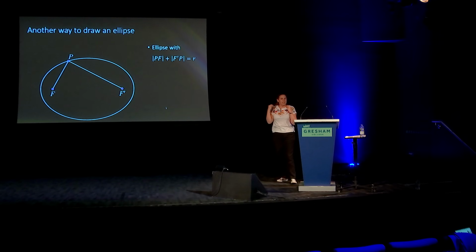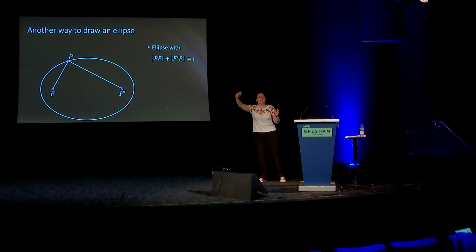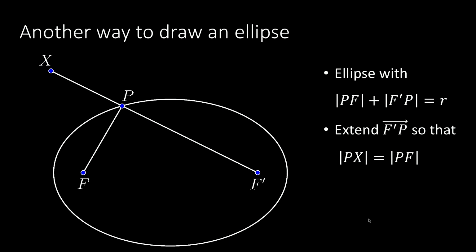And to tell you about it, here's our diagram of the ellipse again, with a generic point, distance to the foci, the sum of those distances is a constant r. So what I'm going to do is take the line that goes from one focus, f dash, on the diagram to P, and extend it out until we reach a point X that's the same distance from P as P is from F. So Px equals Pf. That's how I'm going to create this point X.